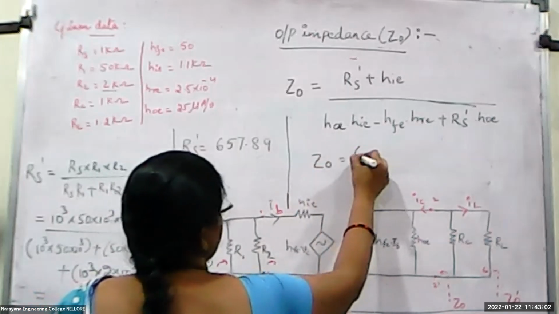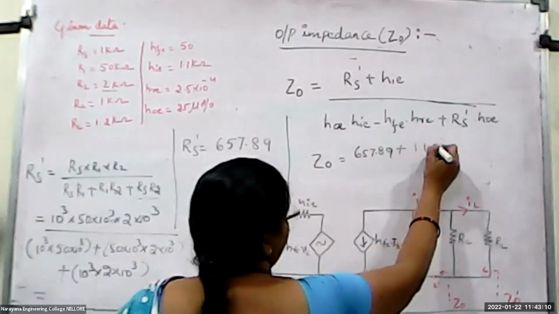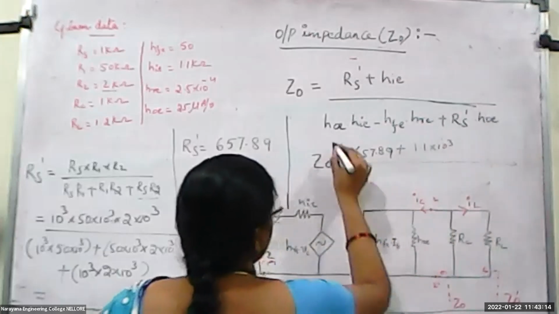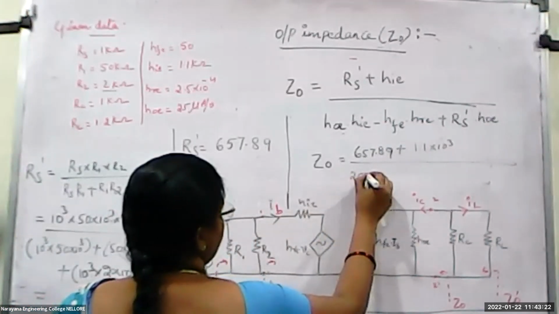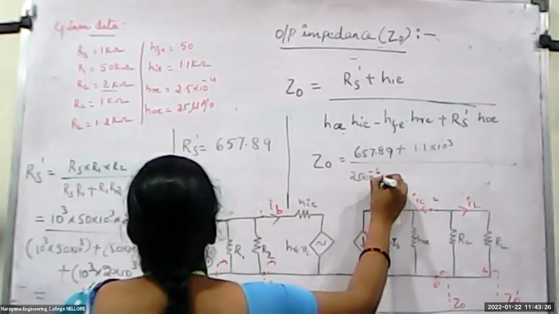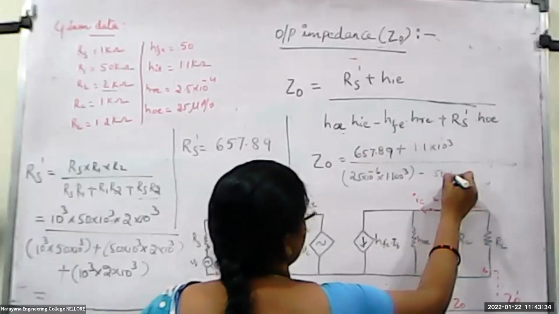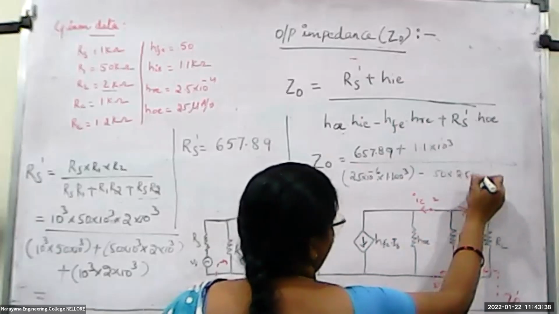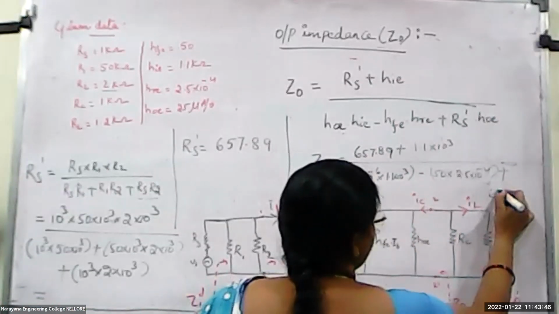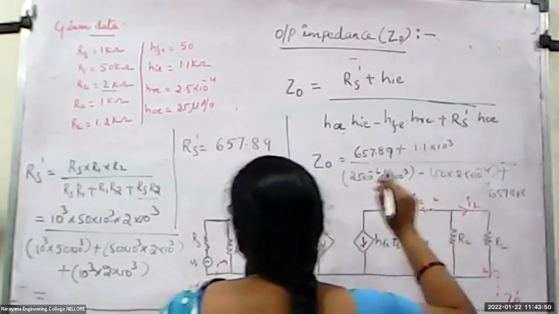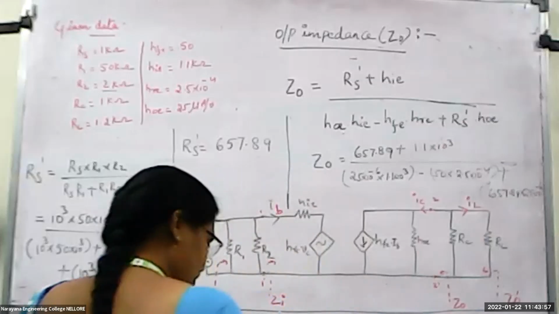Substitute all the values. RS dash is 657.89 plus HIE value 1.1 into 10 to the power of 3, divided by HOE value 25 into 10 to the power of minus 6 into 1.1 into 10 to the power of 3, minus HFE is 50 into HRE 2.5 into 10 to the power of minus 4, plus RS dash value 657.89 into HOE value 25 into 10 to the power of minus 6, and calculate. Tell me the answer.